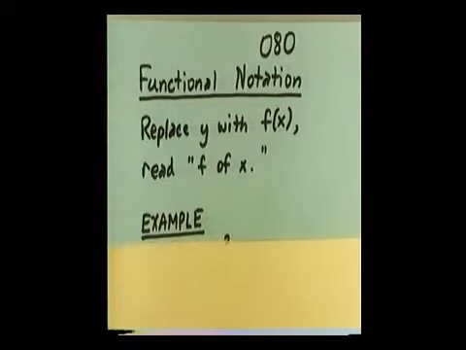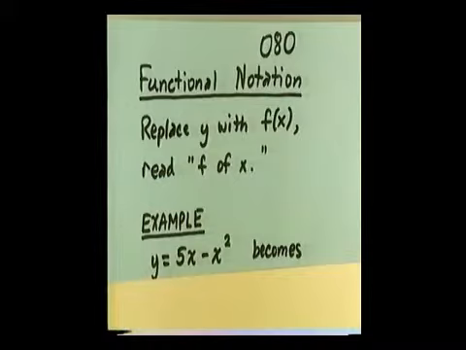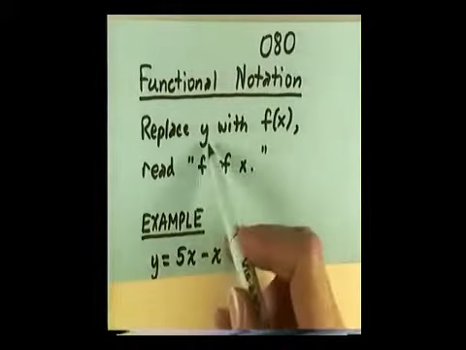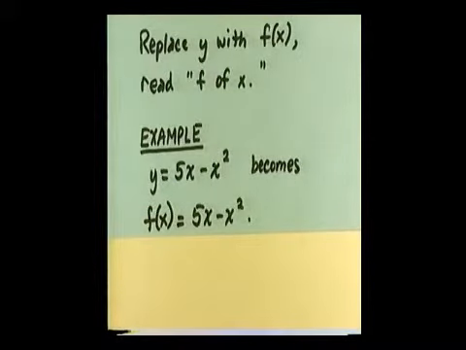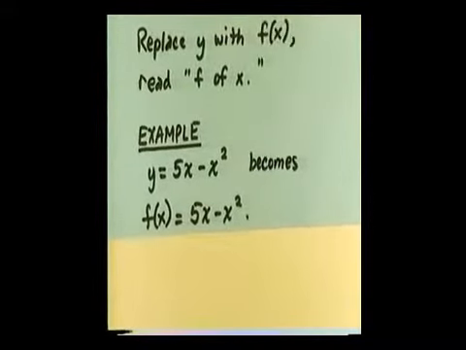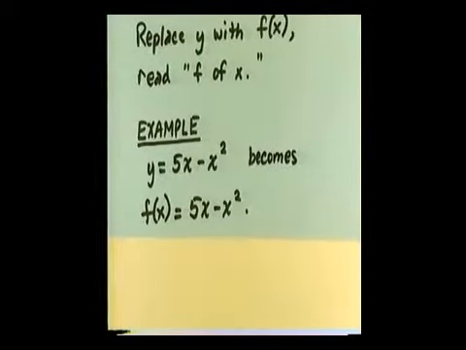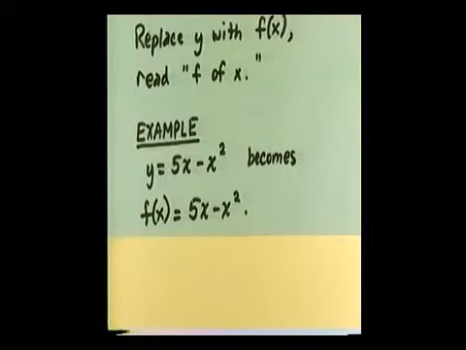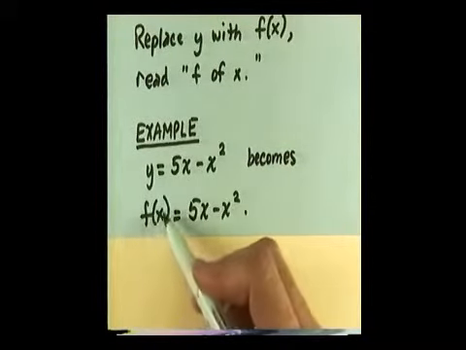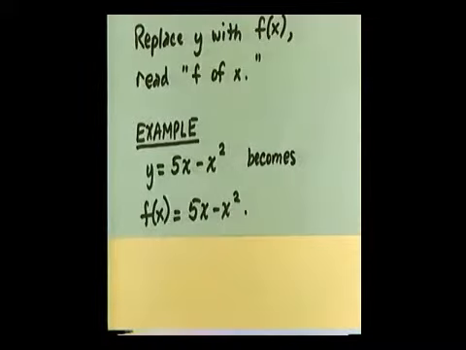So, for example, when we have y equals 5x minus x squared, this becomes, when we replace y with f of x, f of x equals 5x minus x squared. So what we've done is simply replace the letter y with f of x. Well, why would we do such a thing? What we're doing is using a special notation that will become more and more familiar to you as you go through your mathematical career. This says that we have a function named f. x is a variable that's going to be used in it.